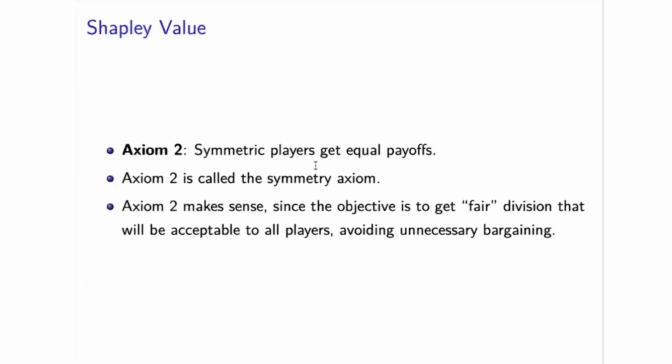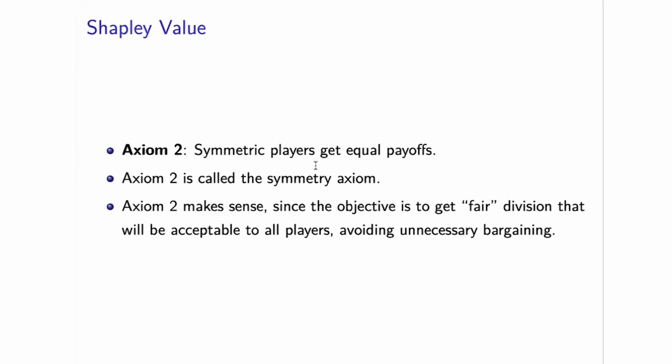So that's axiom 1. Axiom 2 says that if you have symmetric players, and here we are using the definition of symmetric players that we just discussed, then each of these symmetric players must get equal payoffs. This is known as the symmetry axiom, as you would imagine. And why would it make sense? Because remember, the idea at the end is to get a fair division.